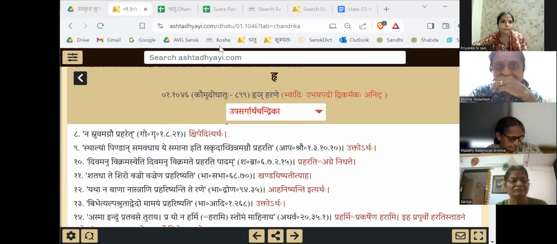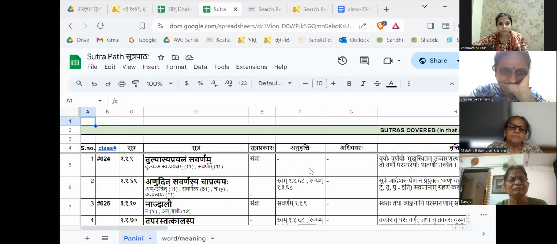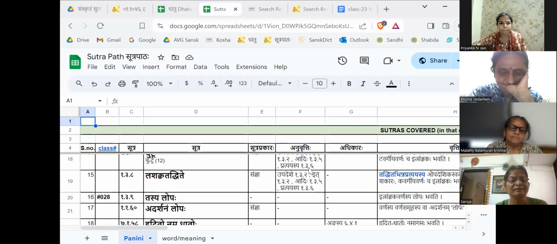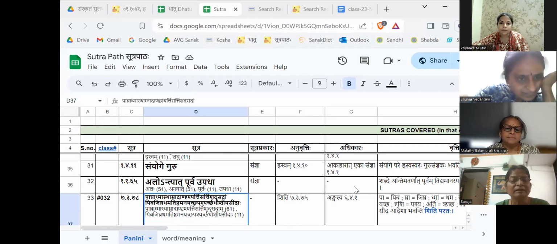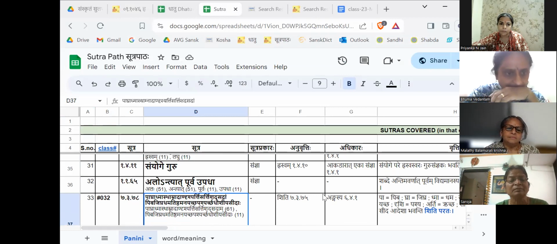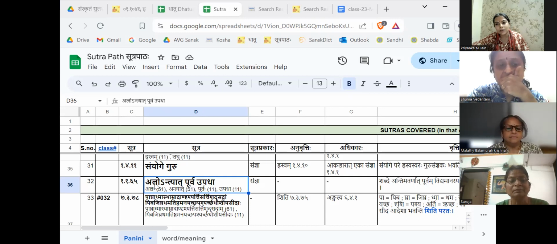There was something from the Panini grammar sutra sheet. I'll open that. See at the end, the number here. And this alaha 5-1 they have written. I didn't understand what it is. Panchami Ekavachanam in sutra 32, Alontyat Purva Upada. So al is a and la, the pratyahara.